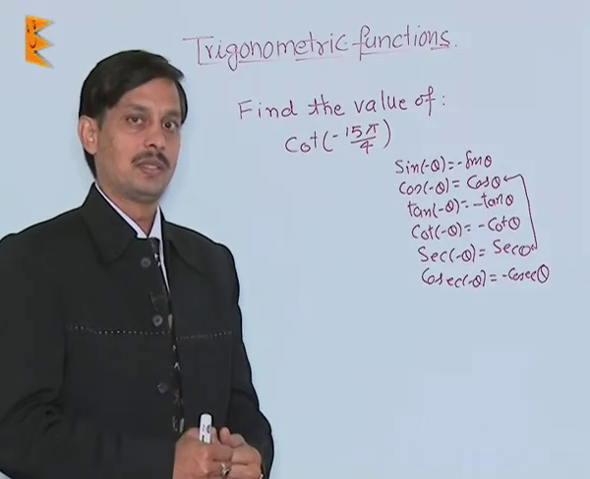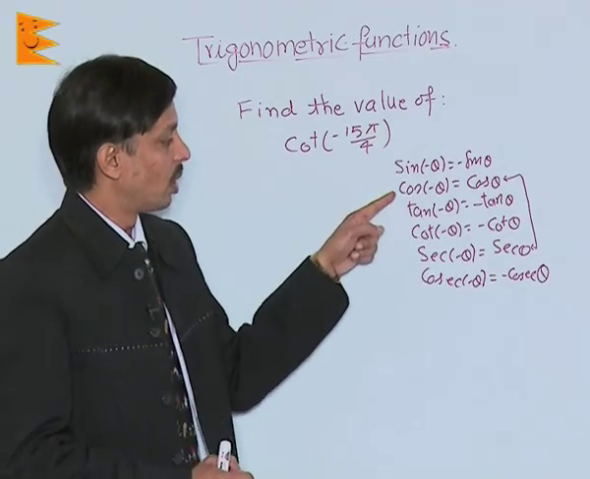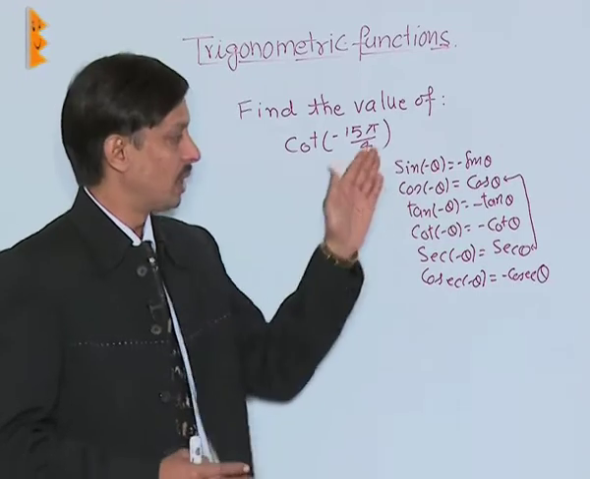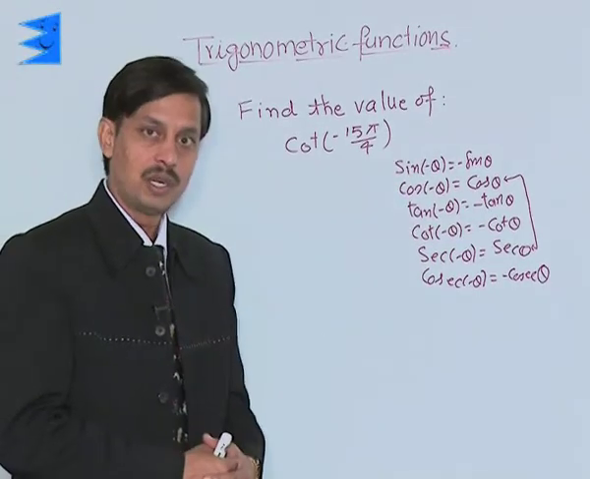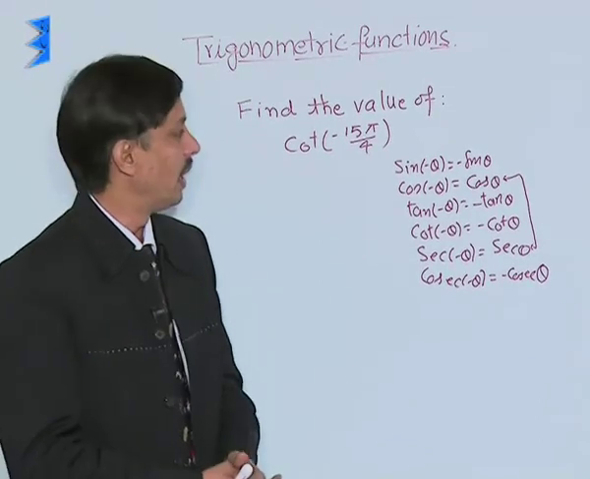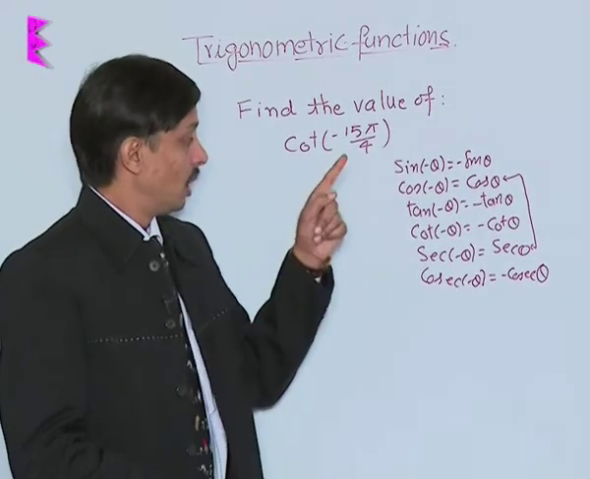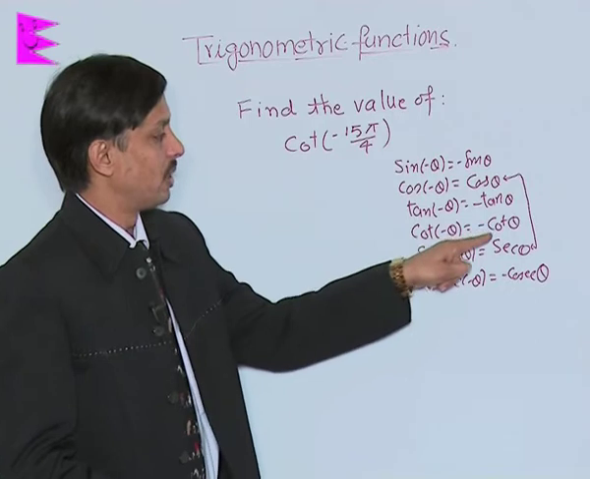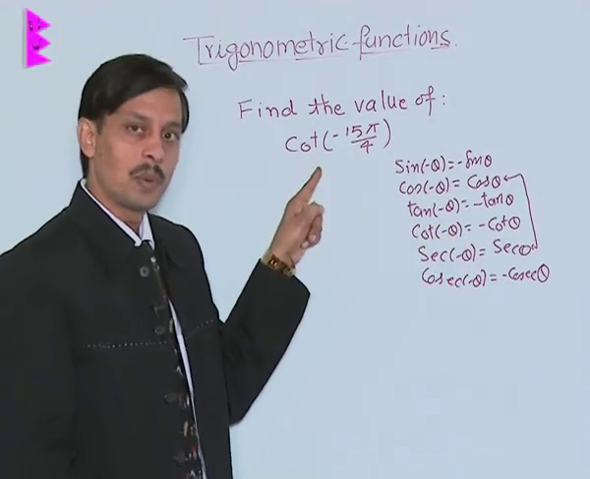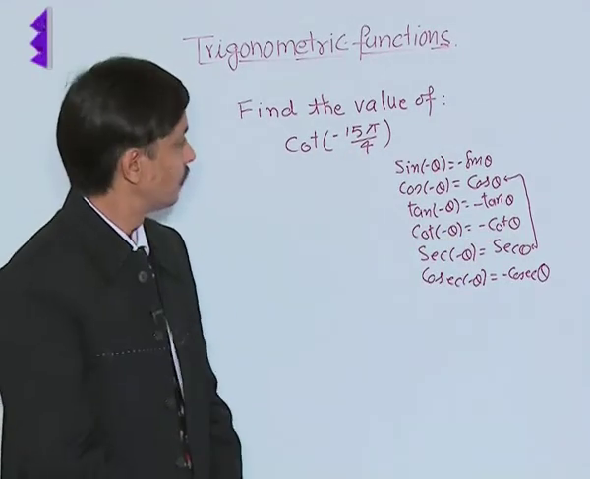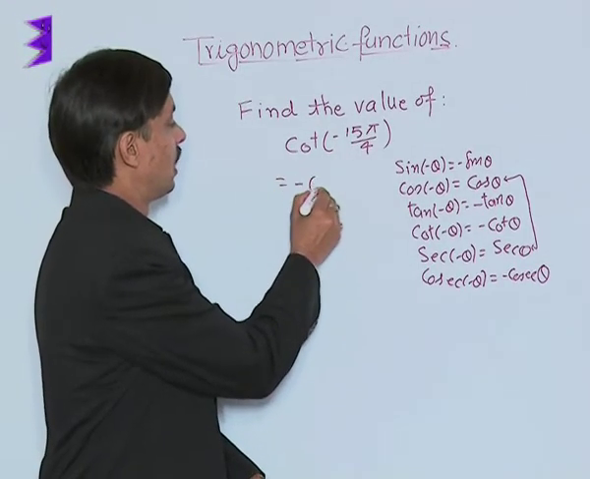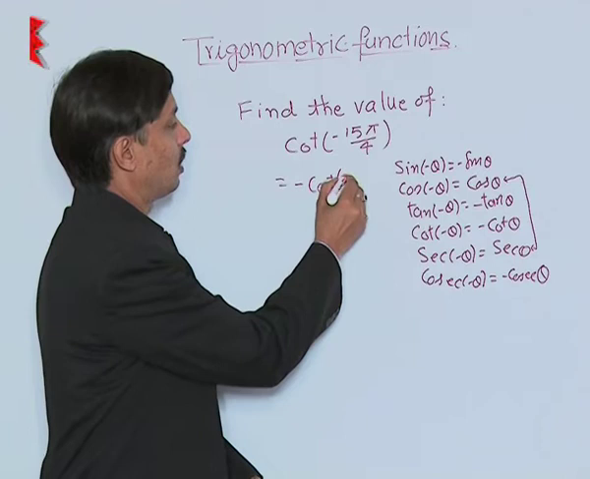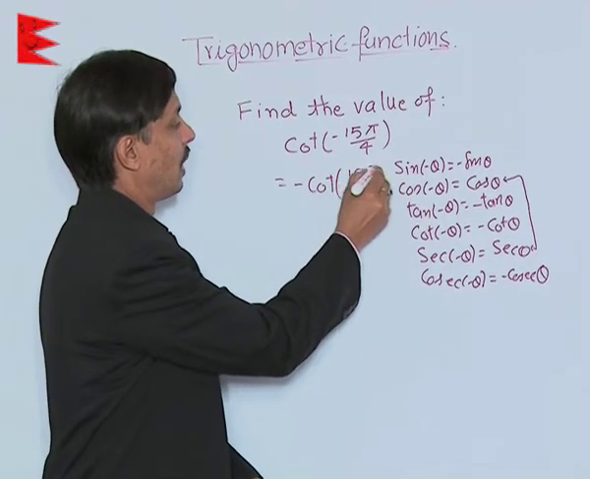What do we find? We find that cos and sec remain positive, and the remaining 4 trigonometric ratios become negative outside when the negative of the angle is transferred. If you apply cot of minus theta is minus cot theta in this problem, you will notice the result becomes minus of cot of 15 pi by 4.